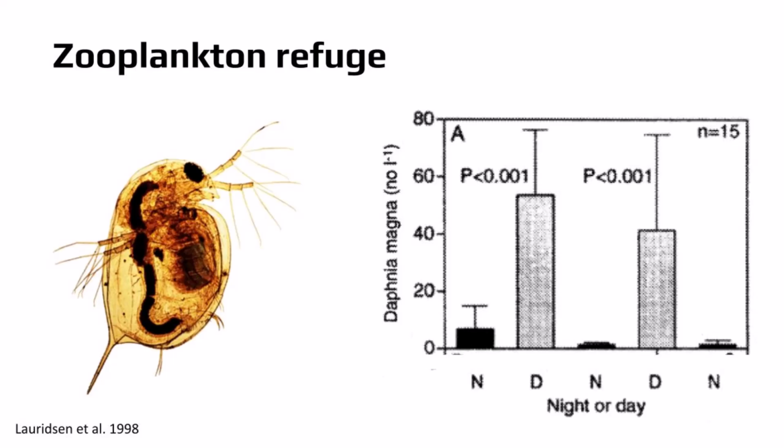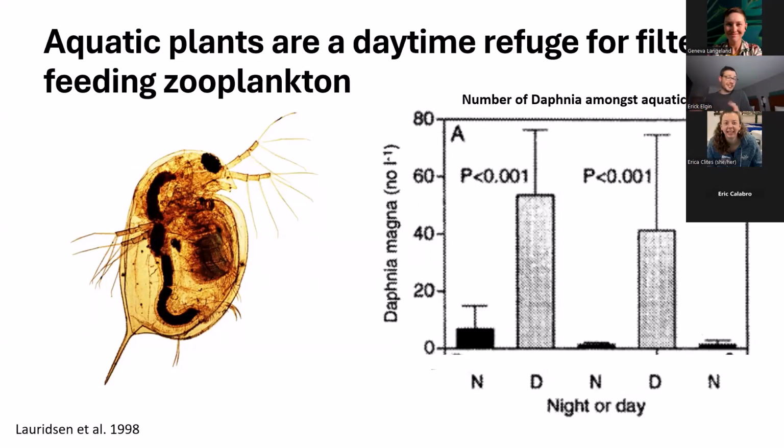And then my final mechanism I wanted to talk about was that aquatic plants are a daytime refuge for filter feeding zooplankton. So these critters over here filter feed the water and eat a bunch of algae, but they also are eaten by fish. And so to stay away from fish during the day, they swim into the aquatic plants as a refuge. They filter feed during the day, creating clear conditions. But then when night comes, they go back into the open water and filter feed there as well. And so we're seeing this cool effect where the food web is now affected by aquatic plants through the zooplankton, which is pretty incredible.